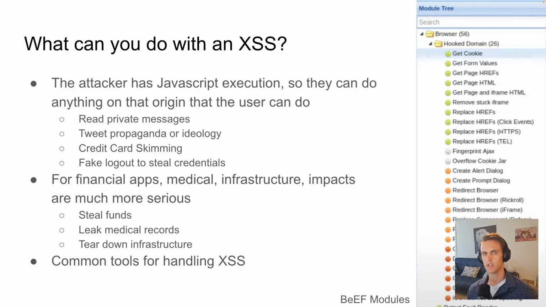So you can start reading private messages, you could tweet propaganda. If there's credit cards, you could try skimming them. So as a user types into a form, you can just take those and post the value somewhere else. You could pretend to do a logout. So you say like, hey, your session has expired. Please retype in your username password, and then you can skim those too. And that's just for a Twitter-like app. There's plenty of websites on the internet, and some of them are much more serious, such as financial apps, medical apps, infrastructure apps. And you can steal funds, you could leak medical records, take down infrastructure.